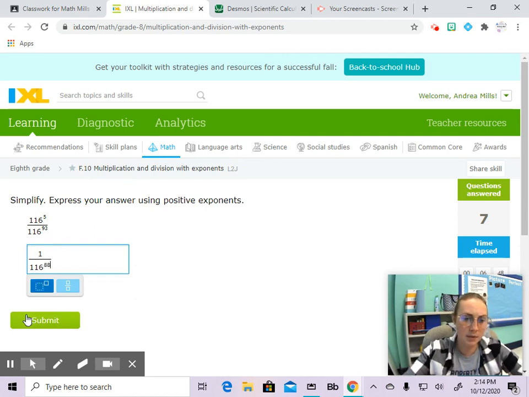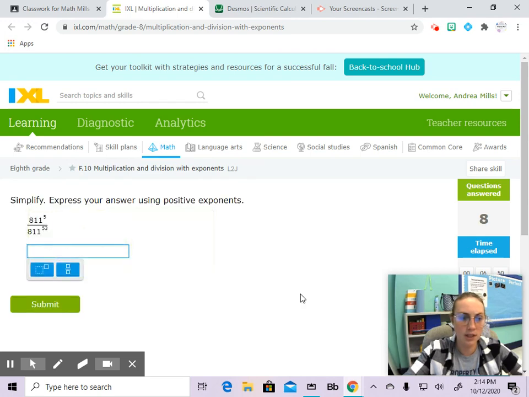Put in the exponent, click submit, and you're good to go. So let me do one more example of that one, and we'll move on to the bigger problems. 811 to the 5th power, and then 811 to the 53rd power.